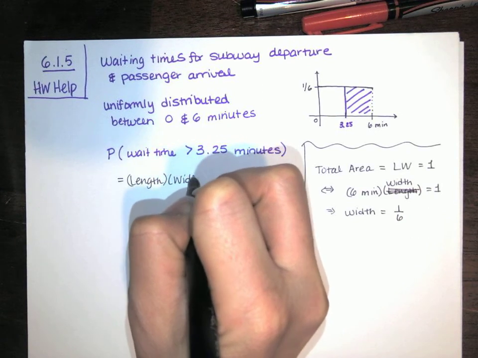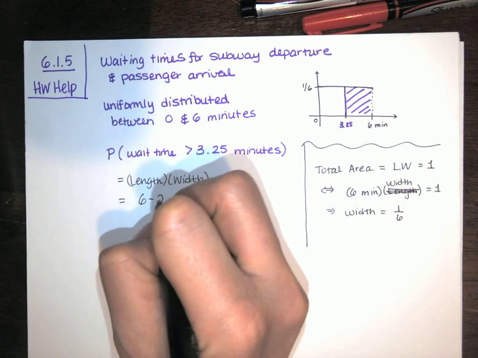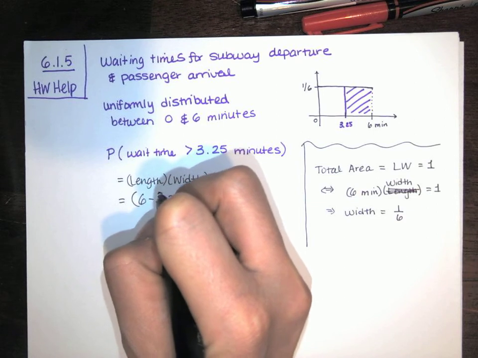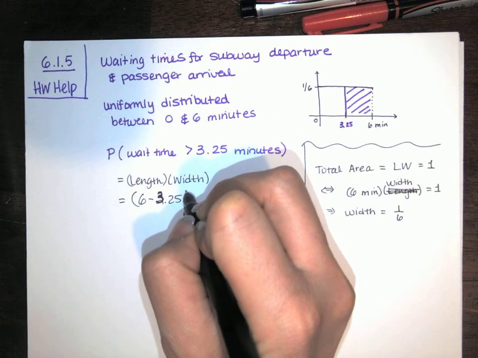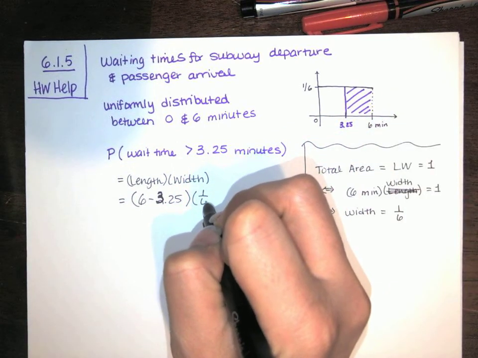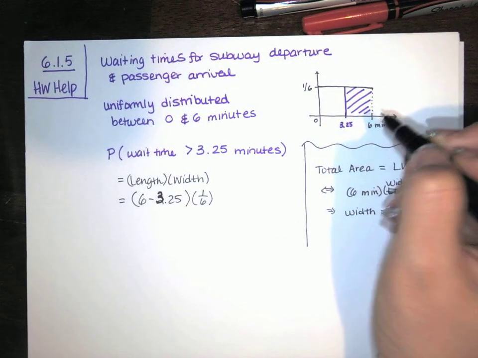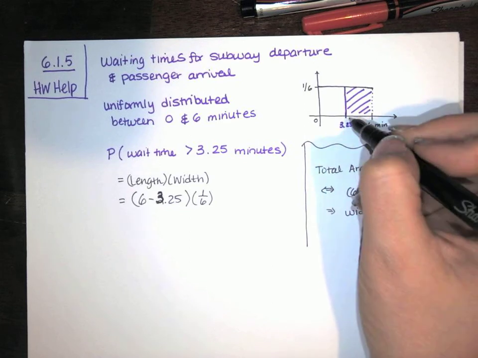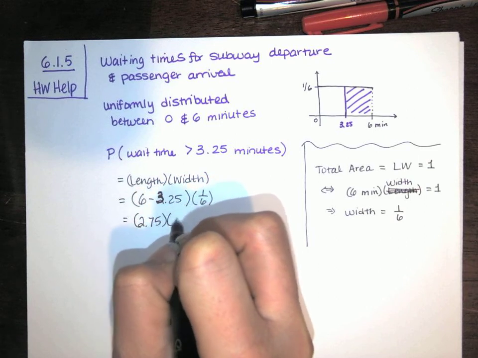And that's going to be 6 minus 3.25 minutes. I said 6.25, I wrote 3.25. It's 6 minus 3.25 minutes times the width or the height. Either way, whichever you prefer, you can call it. It's just this dimension times this dimension. So this is 1/6, and then this is 6 minus 3.25. So we take the large number and subtract the smaller number. So we get 2.75 times 1/6.